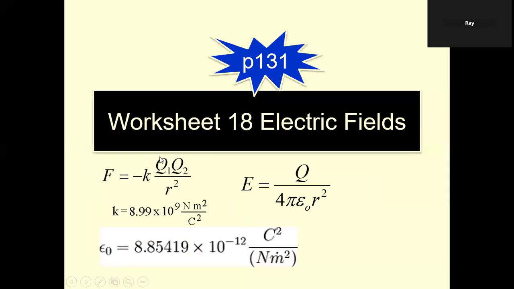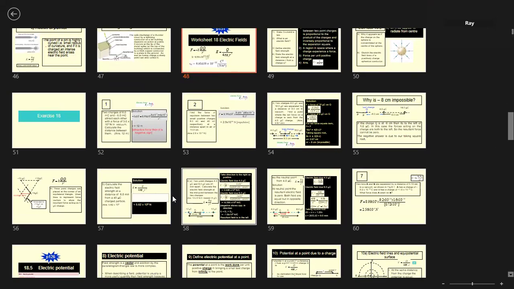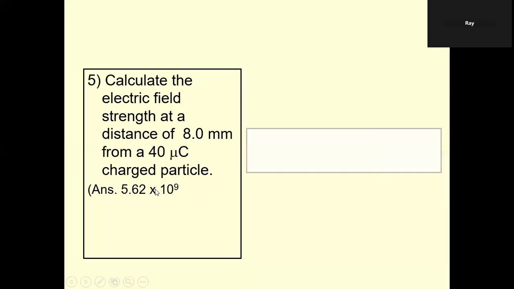Okay, we are just using all these formulas. We are now going to do some calculation on electric field. Calculate the electric field strength at 8 millimeter from a 4 microcoulomb charged particle.